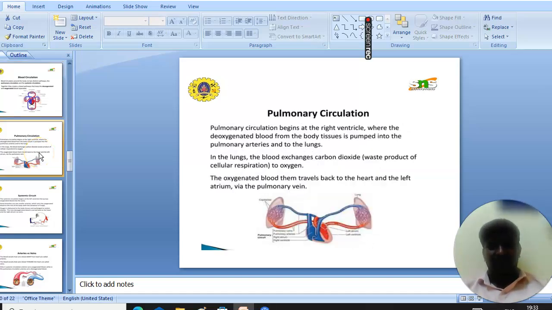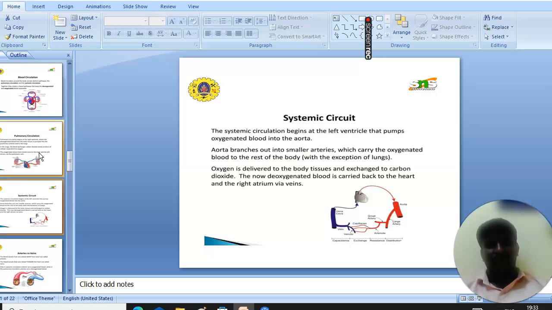Pulmonary circulation begins at the right ventricle, where the deoxygenated blood from the body tissue is pumped to the pulmonary arteries to the lungs. The blood exchanges carbon dioxide for oxygen. The oxygenated blood then travels back to the heart and the left atrium via the pulmonary vein.